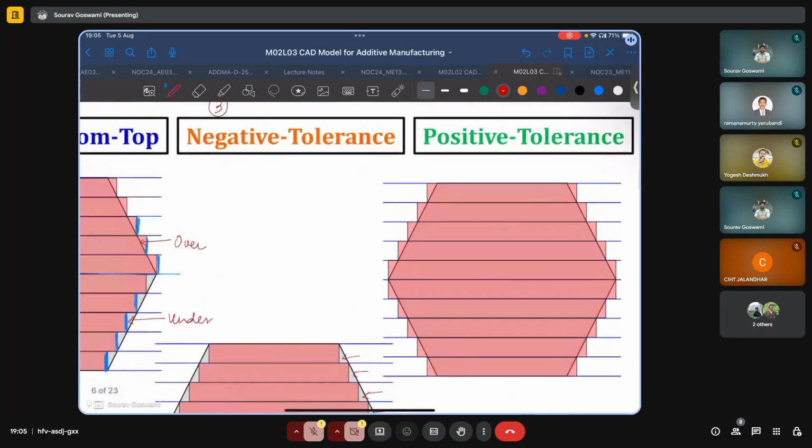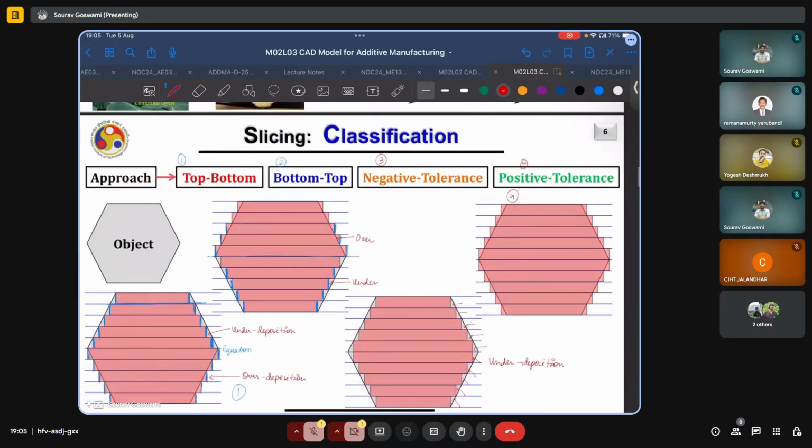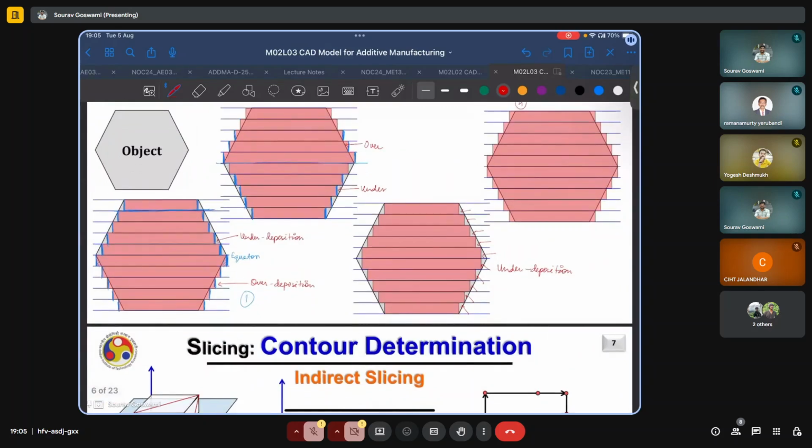And its opposite will be the case of positive tolerance, where you are always depositing a little extra material, because here maintaining the geometric accuracy is more important, and you have access to some post-processing facility using which you can get rid of all of this extra material. Which strategy you use and go with will of course depend on your specific case.